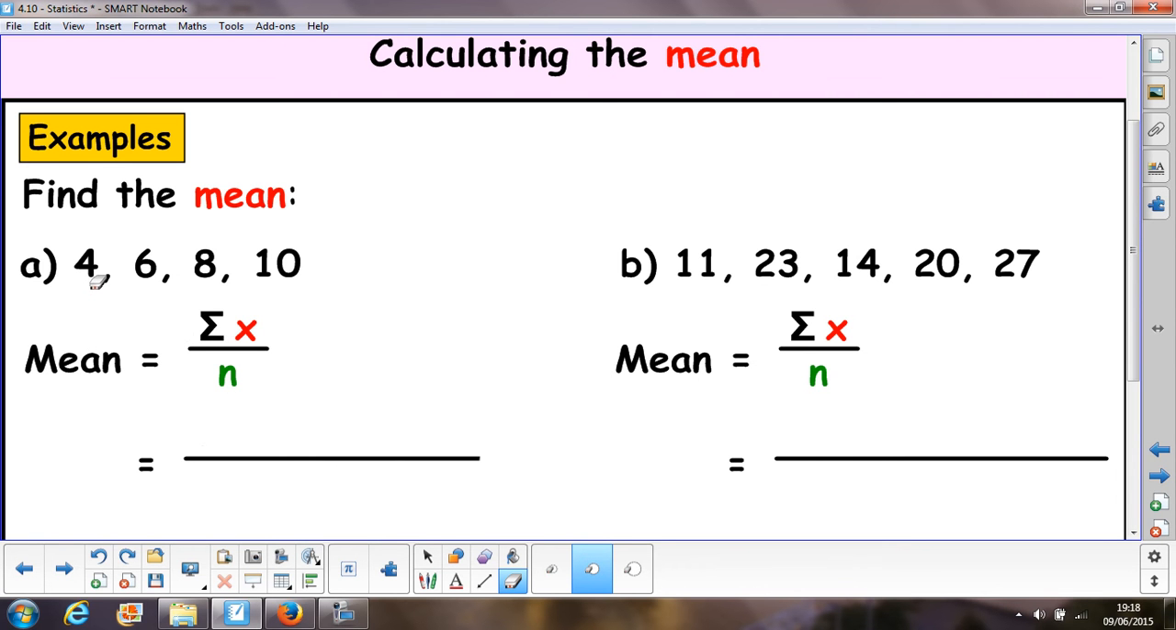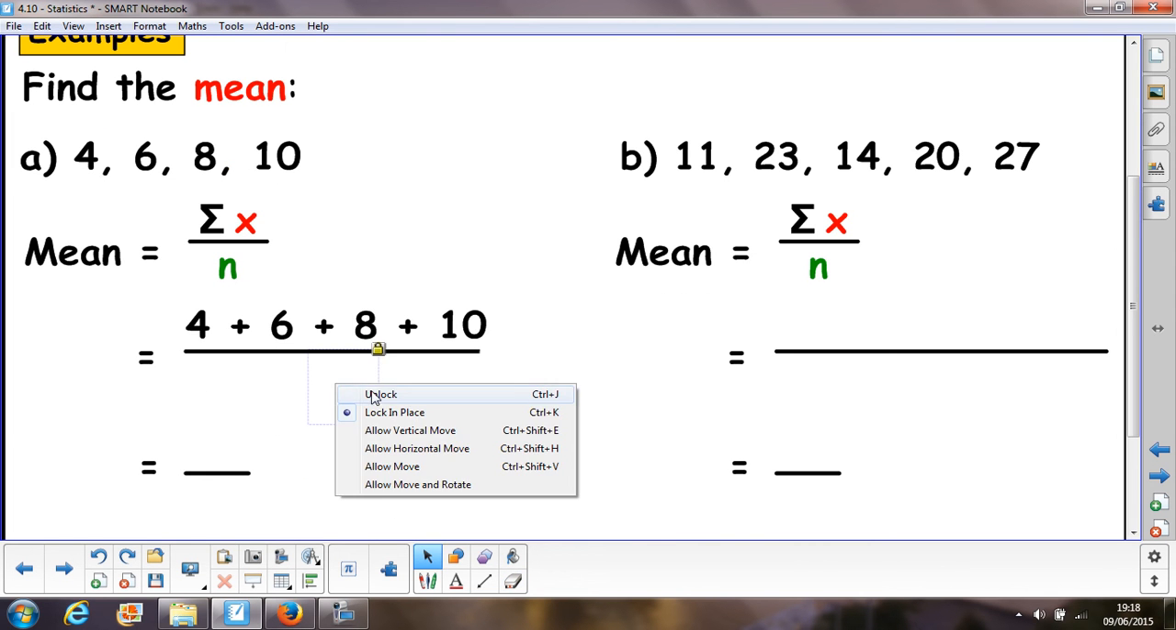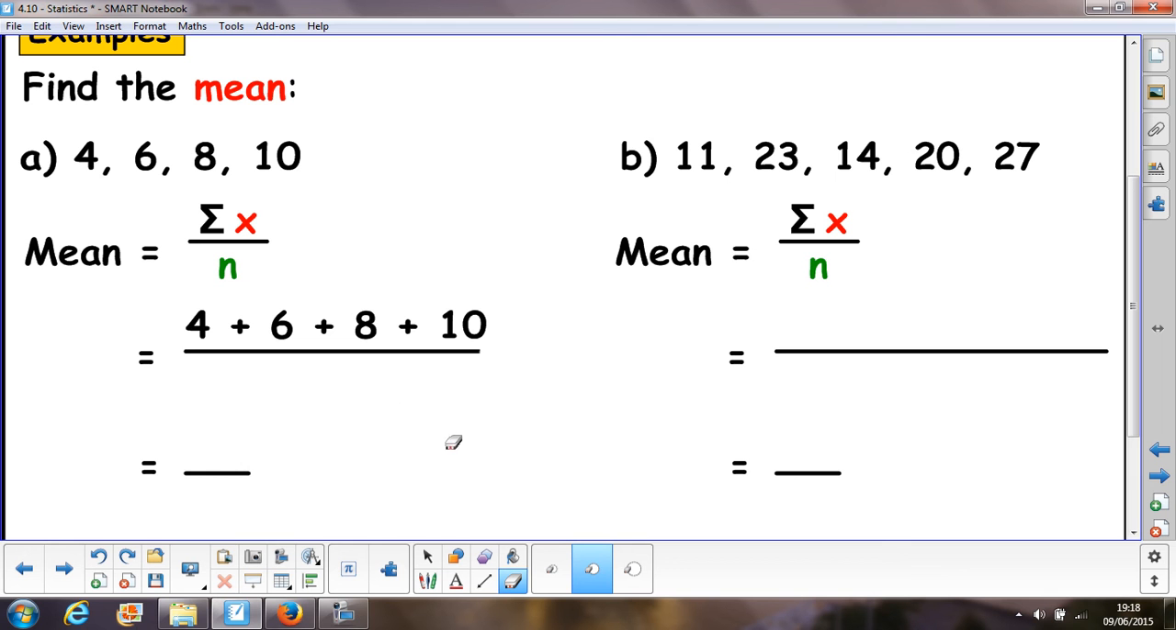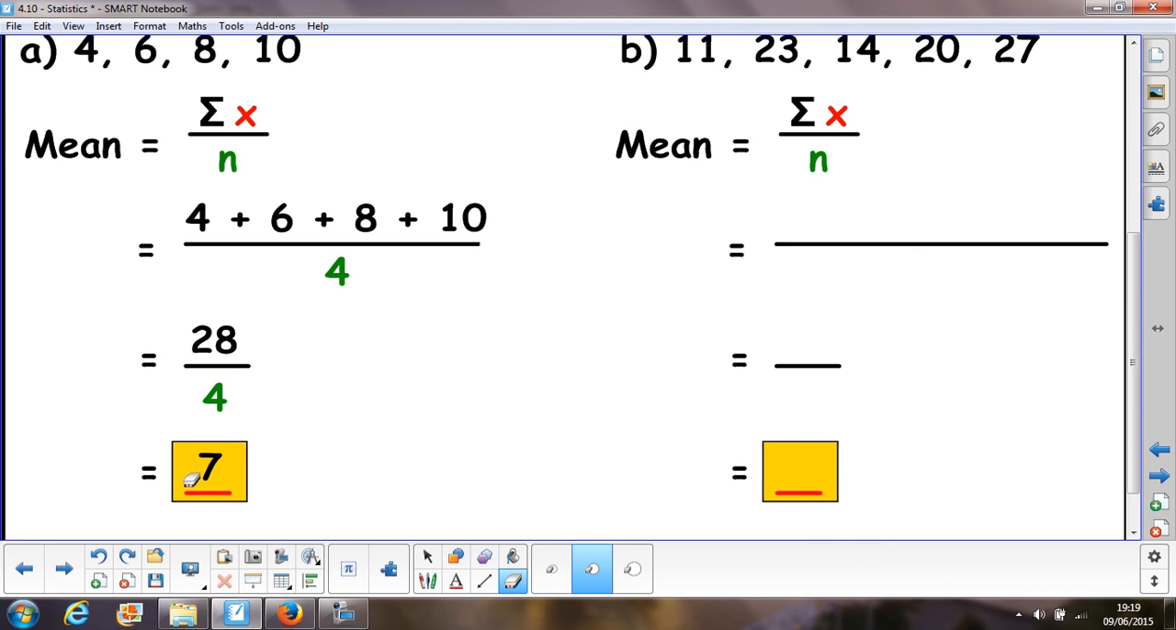So the same type of mathematics happens in this screen. You basically add 4, 6, 8 and 10. It's just introducing this formula. So 4 add 6, add 8, add 10. And n is the number of items or data values. So 1, 2, 3, 4. So if we add all the numbers up in the top, we get 10, 10, 28. So 28 divided by 4. The mean comes out to be 7.